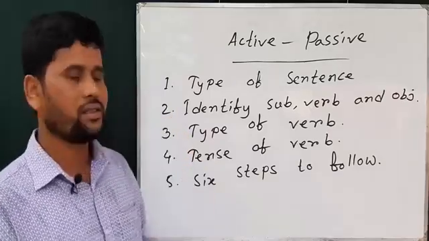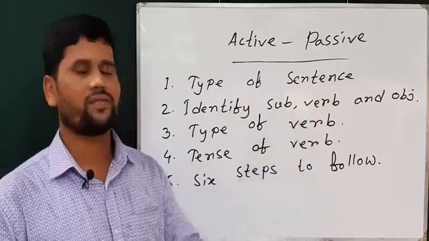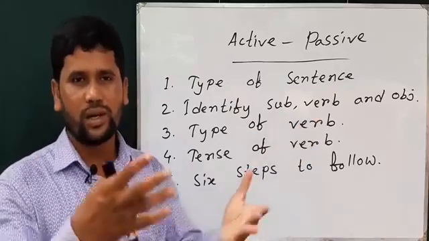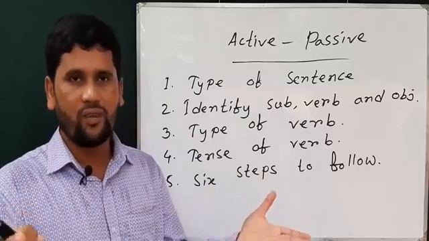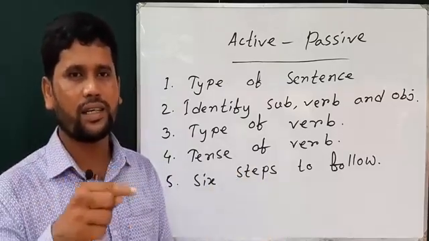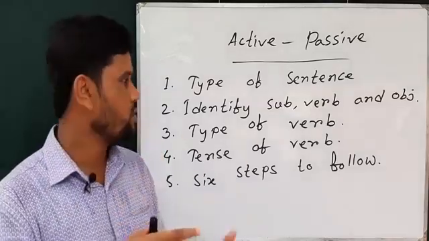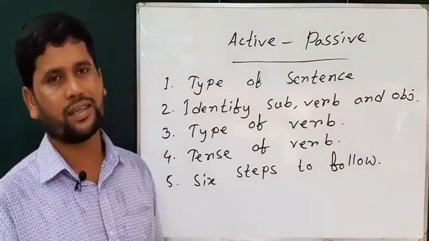Then you need to identify the subject, verb and object from the sentence. Which word is the subject, which word is the verb, or which word is the object. You have to find out and mark what is the subject, what is the verb and what is the object from the sentence.